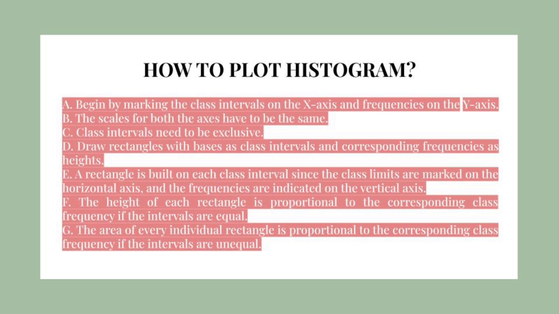B. The scales for both the axes have to be the same. C. Class intervals need to be exclusive. D. Draw rectangles with bases as class intervals and corresponding frequencies as heights. E. A rectangle is built on each class interval, since the class limits are marked on the horizontal axis and the frequencies are indicated on the vertical axis. F. The height of each rectangle is proportional to the corresponding class frequency if the intervals are equal. G. The area of every individual rectangle is proportional to the corresponding class frequency if the intervals are unequal.